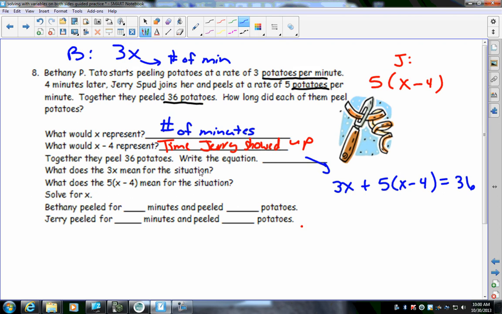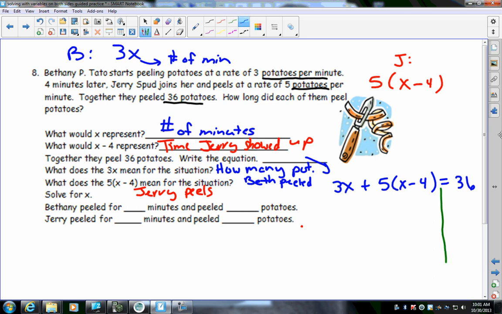The 3 times X, what does it mean for the situation? This is how many potatoes Bethany peeled. Now the 5 times X minus 4, that's how many Jerry peeled. Now I need to figure out how many potatoes they peeled. To do that, we're going to solve our equation.